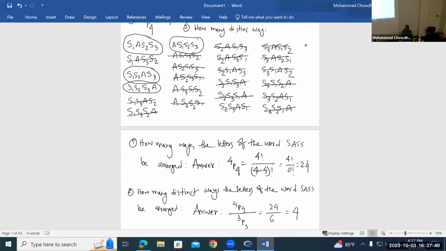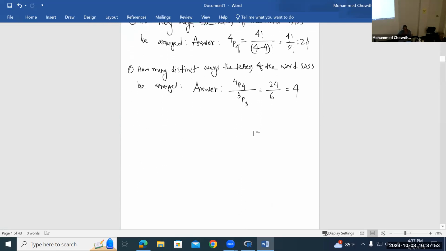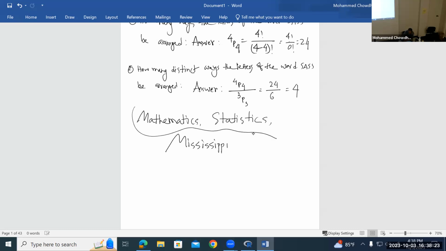Understand? So now, if I ask you in your exam, how many ways and how many distinct ways the letters of the word mathematics, statistics, Mississippi can be arranged, what would be the answer? Take the Mississippi one. Number 1 is how many ways? 1, 2, 3, 4, 5, 6, 7, 8, 9, 10, 11. So 11 permute 11. That is the answer.